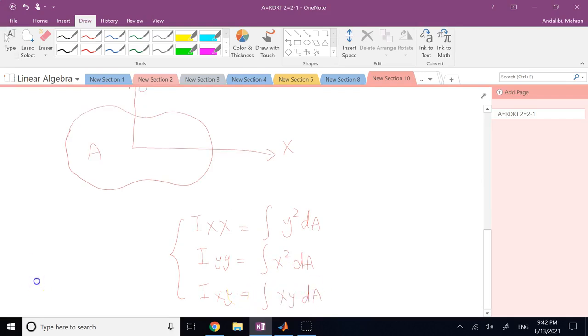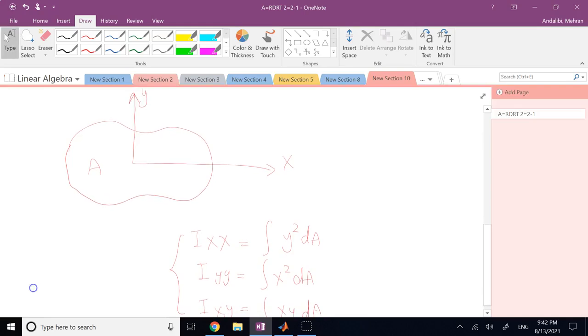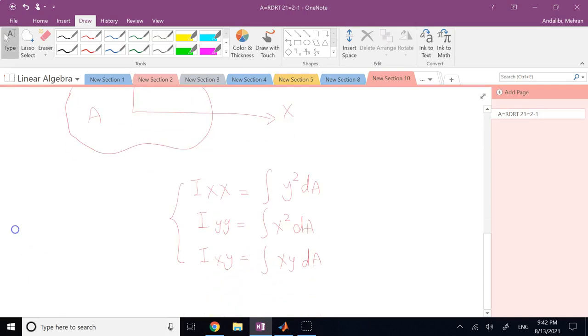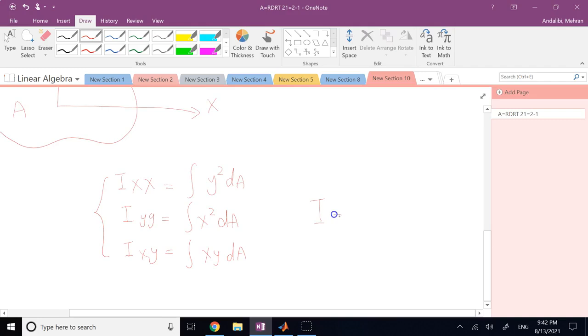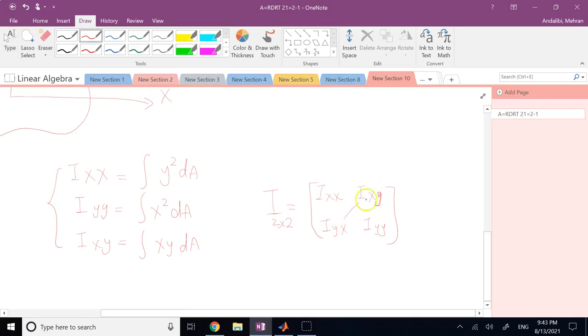The product moment. So if the surface is not symmetric about x and y axis, then this product is not zero, and what you will get is an inertia matrix, which is like this: Ixx, Ixy, Iyx, which is the same as Ixy, and then Iyy. So you will get a symmetric matrix I, 2 by 2 for a two-dimensional problem. And it is not diagonal because these products are not zero in general, right?